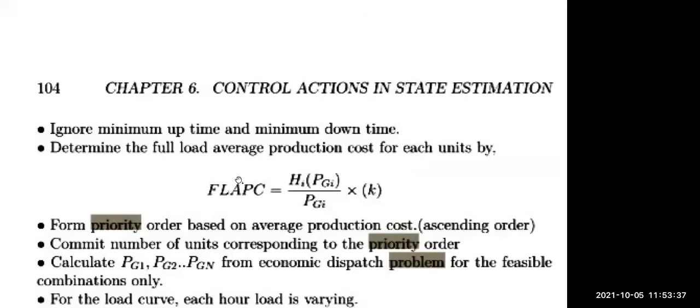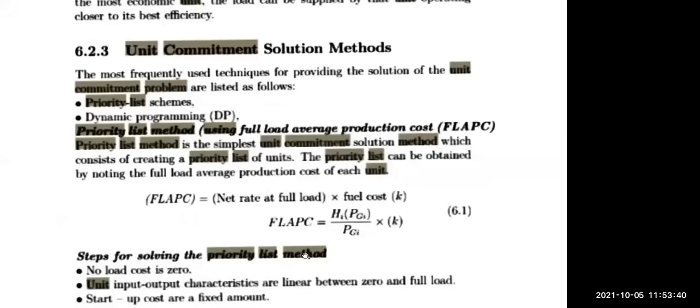Next, there are certain assumptions in calculating with the priority list method. So you just note down the assumptions. First assumption, we are considering the no load cost as zero.